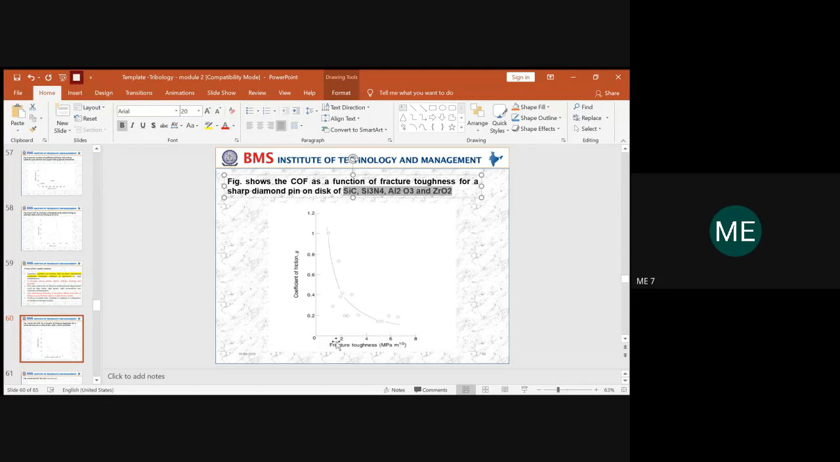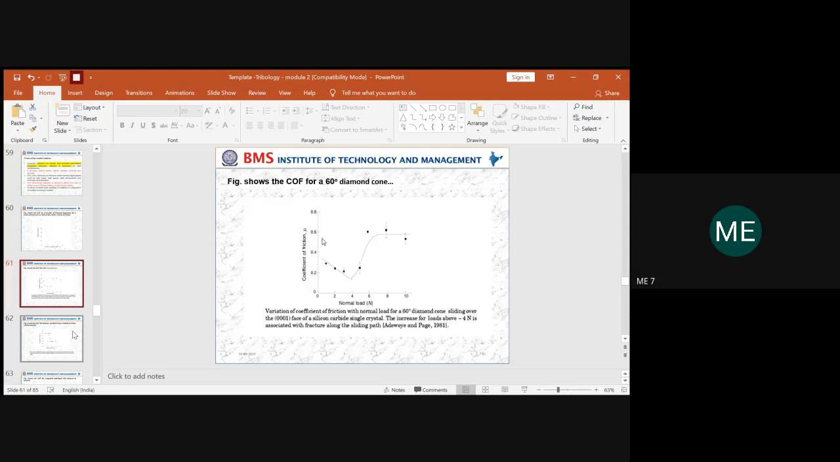You can see that at the least value of fracture toughness, the coefficient of friction was high, and as the fracture toughness capability of the material increases, the coefficient of friction comes drastically down. That again speaks about the hardness, the strength and the toughness of the given material, so that the amount of coefficient of friction will be nearly less or more. So this is one ceramic example with respect to fracture toughness.